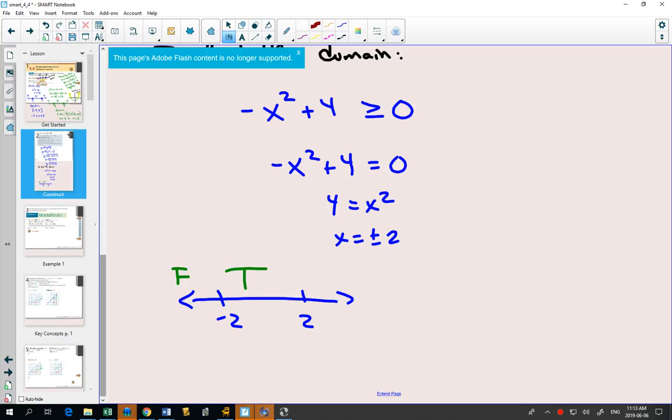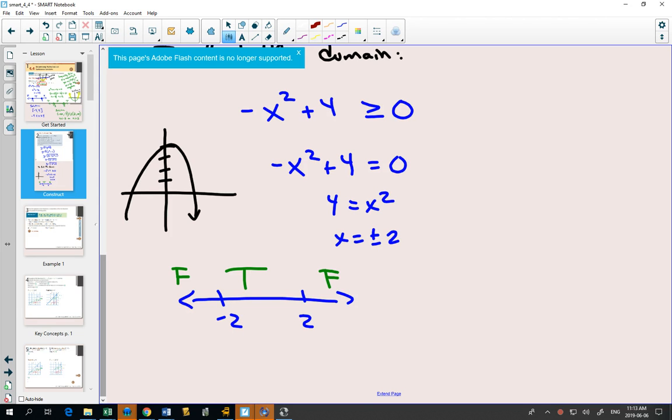Plug in a number bigger than 2, like 4. Remember, this squared is just affecting the x. If I plug in 4, order of operations, 4 squared, 16, times a negative, negative 16 plus 4, negative 12. Is that bigger than or equal to 0? No, false.